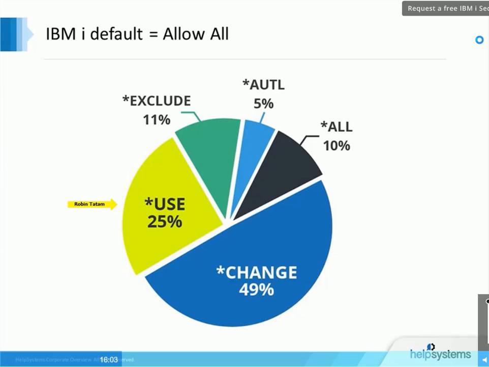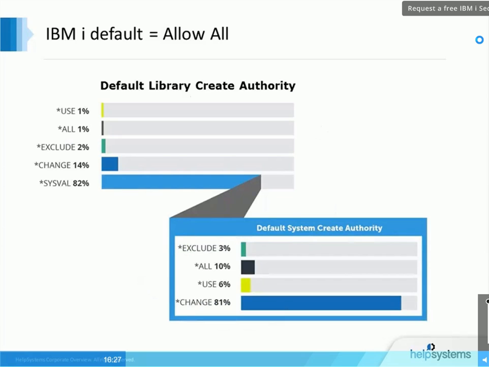In fact, only 11% of the libraries that we looked at were actually configured as public star exclude, meaning that a user had to be explicitly authorized to gain access to the contents. And I will tell you, most systems that I look at are typically in single digits in that regard. So what this is telling me as a security person is that my database is still heavily reliant on those menus and those applications in order to secure access.